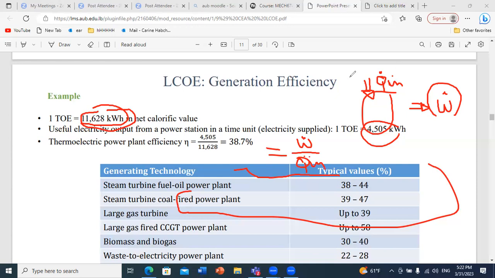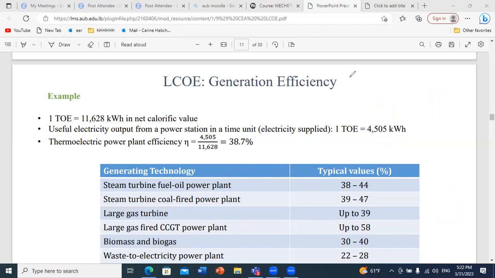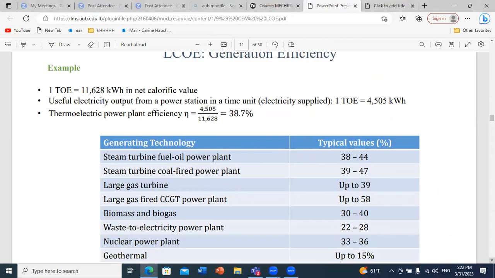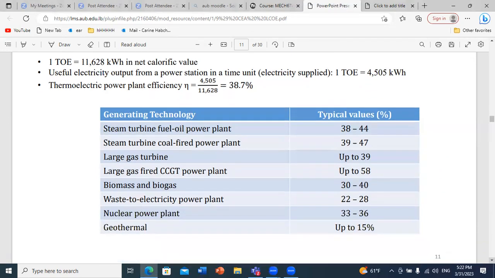Here we can compare in this table thermal efficiencies of several power plants. So for example, a steam turbine fuel oil power plant has typical efficiencies between 38 and 44. A steam turbine coal-fired power plant between 39 and 47. Large gas turbines up to 39. Large gas-fired combined cycle gas turbine power plant up to 58.